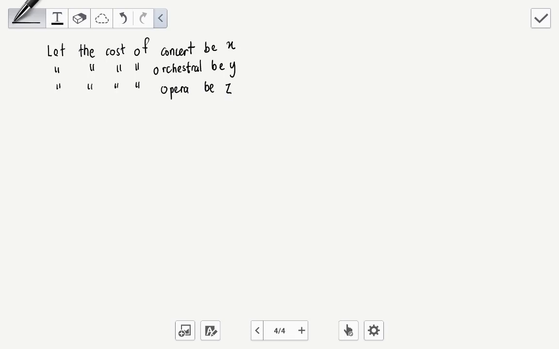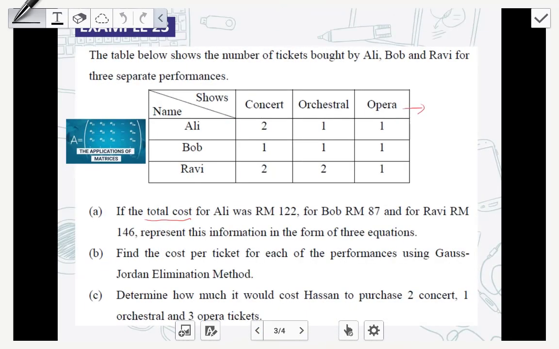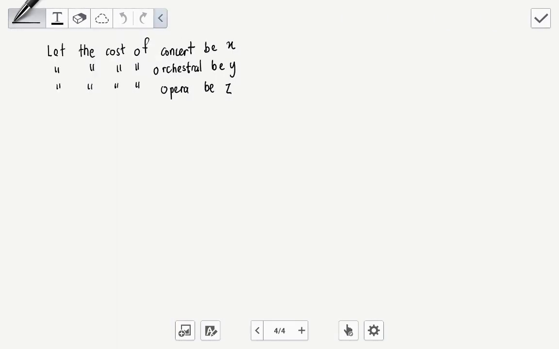So if Ali bought, let's see how many tickets, 2 concert, 1 orchestral, 1 opera. So 2 concert would be 2X. We're going to find the total cost, so that would be plus 1 orchestral, Y, and 1 opera, which is Z. Sorry, opera is Z. And the total cost that Ali spent was 122 ringgit.